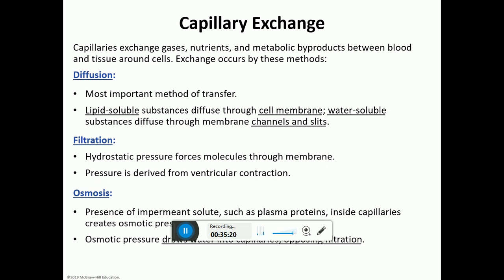And again, you want to keep that in mind because this is really going to help us for the rest of this chapter, talking about blood pressure and so on. It's also going to help when we talk about the lymphatic system and the kidney. So keep that in mind. Again, filtration is due to hydrostatic pressure and it filters things out of the capillary, while osmosis is because of the presence of plasma proteins, and the osmotic pressure is going to pull water back into the capillaries.